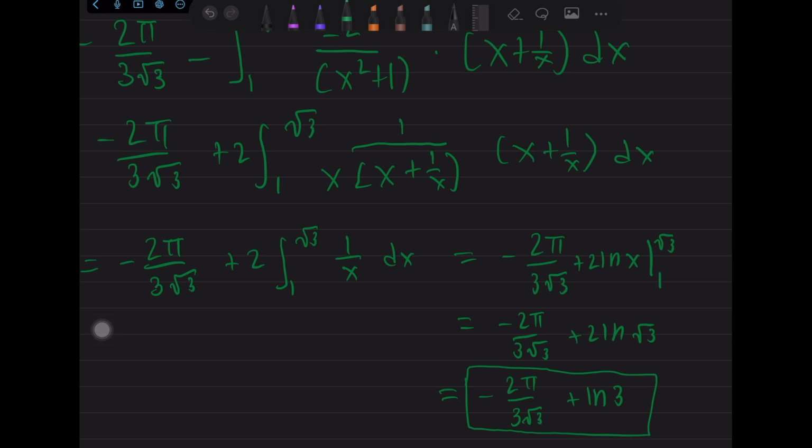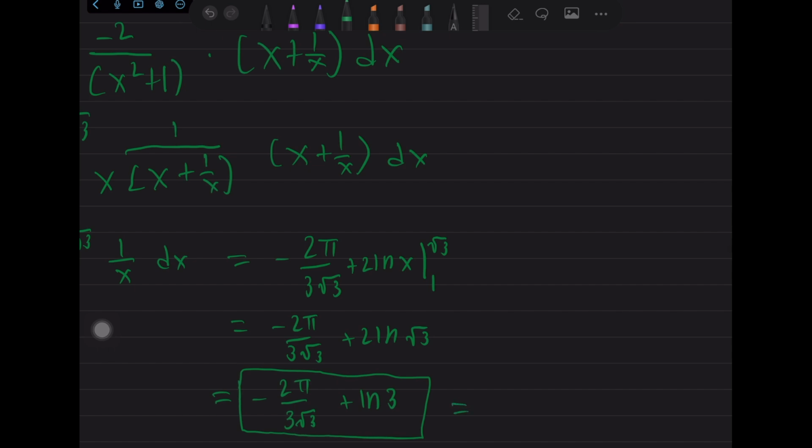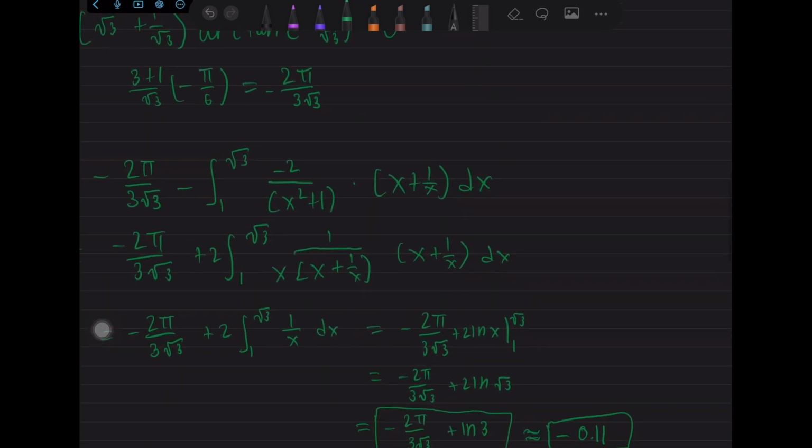Let's now see actually what the answer is in terms of decimals, of course. We already have the answer, so our answer is negative 0.11. This is negative 0.11, approximately. Very nice.